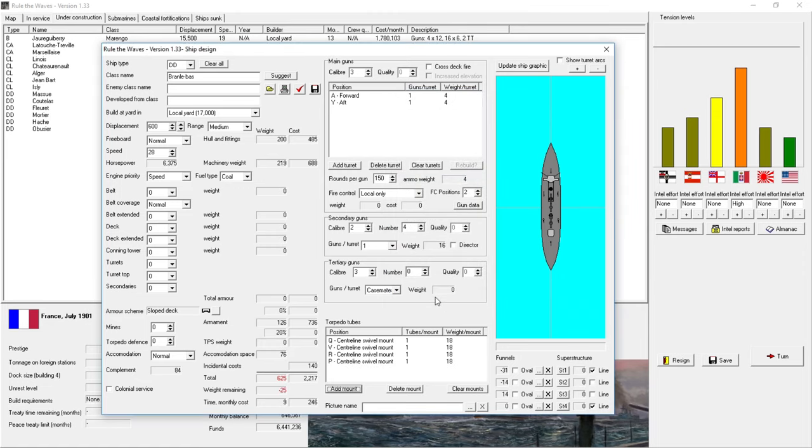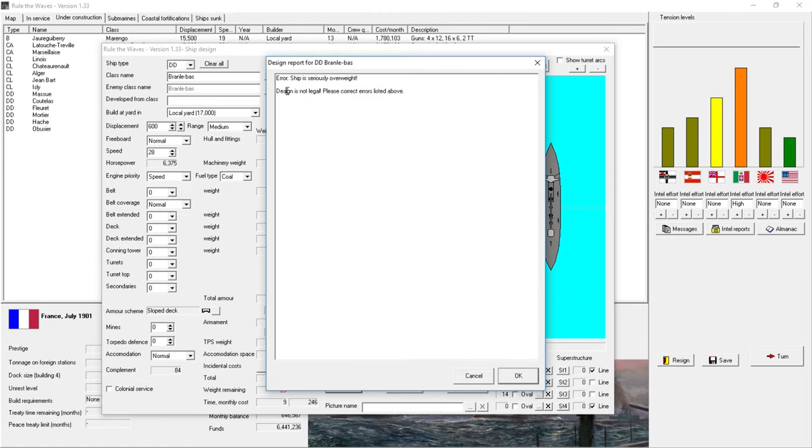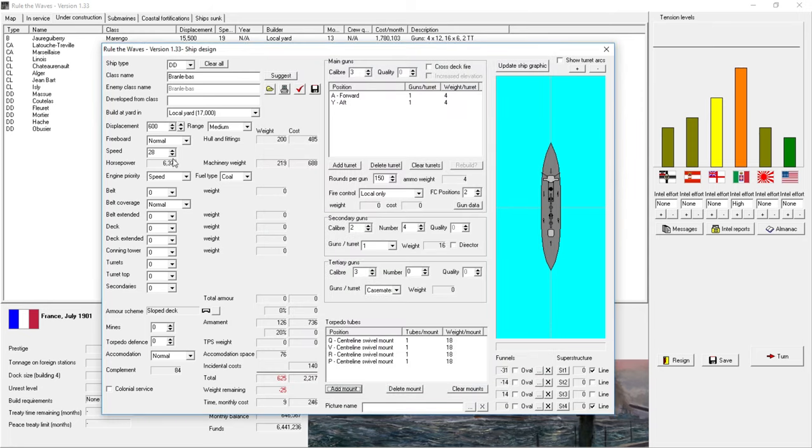Centerline swivel mount. Can we do four? We get penalized. Design's not legal. Please correct errors. Seriously overweight. Okay, fine. Overweight, whatever. Maybe if we change the engine priority to normal. Oh no, that makes things worse. We need to save 25 tons. Where can we save 25 tons? Our guns are light as hell, so that's not going to make a difference. Our ammo's light as hell, so that's not going to make a difference. Range is medium. We could change it to short, but that might hamper operations in the Mediterranean, or if we have to ever go to Asia.